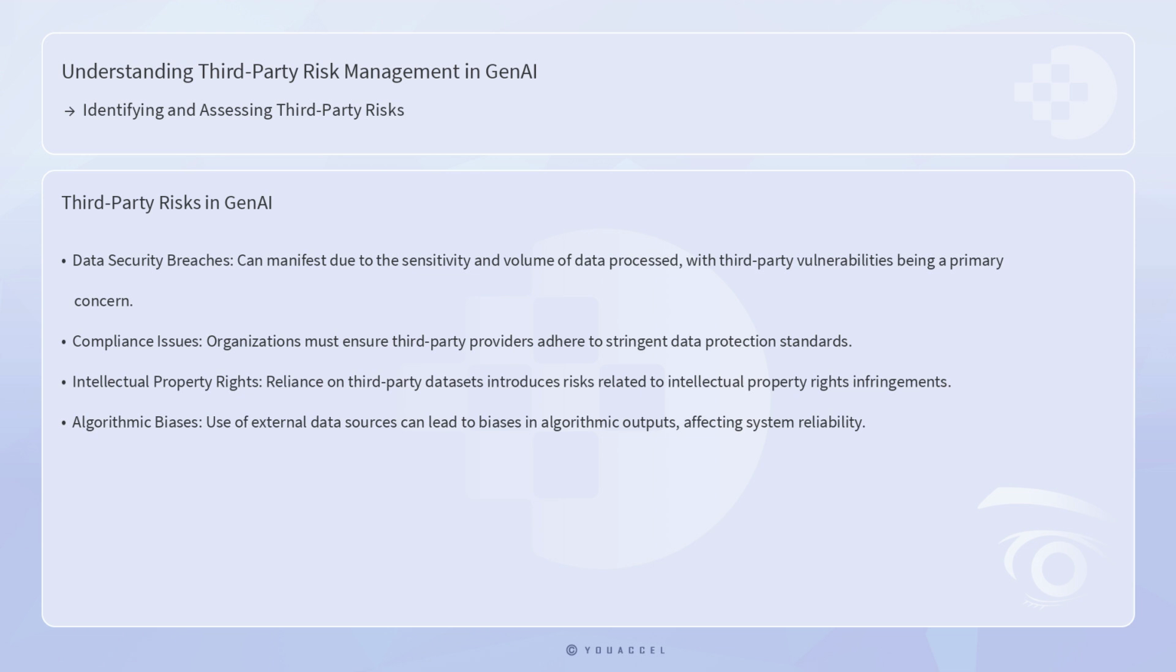Data breaches are a primary concern, given the sensitivity and volume of data processed. According to a report by IBM, the average cost of a data breach in 2022 was $4.35 million, with compromised credentials and third-party vulnerabilities among the leading causes. Organizations must therefore conduct thorough due diligence to ensure that third-party providers adhere to stringent data protection standards and have robust security measures in place.